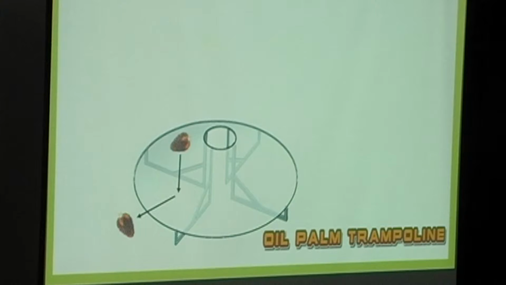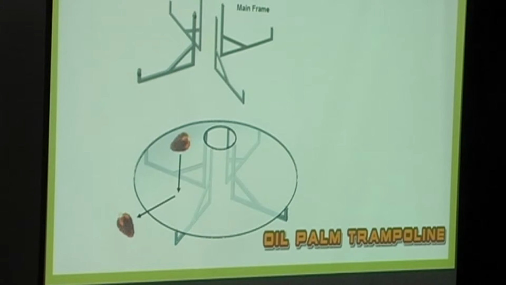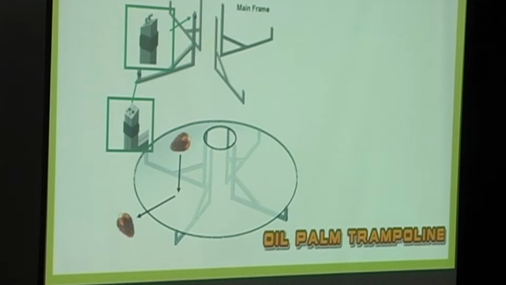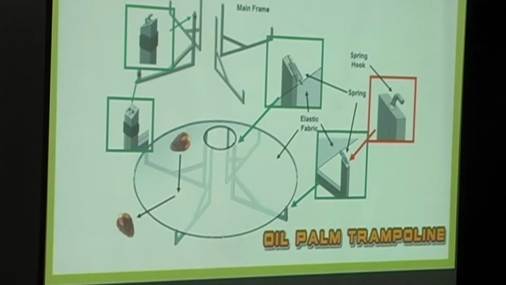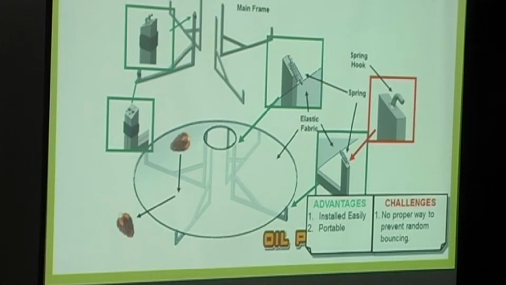So the design is very simple. It consists of 5 L-shaped bars, and the lock piece is used to lock the device and fix the position. And there are some springs attached to the platform, between the platform and the main frame, to strengthen it and make the platform more elastic. The advantages of this device are that it can be installed easily and it's portable. But there's a challenge. We have no proper way to prevent the fruit from bouncing randomly.